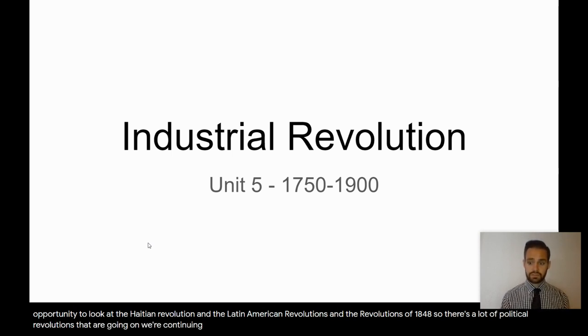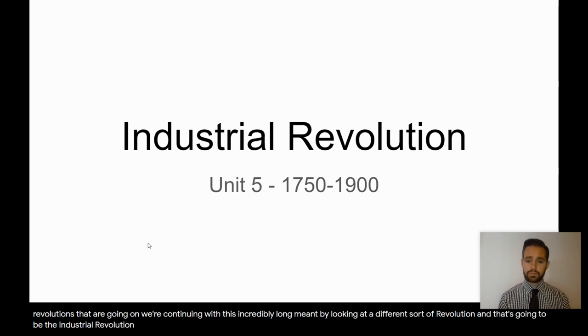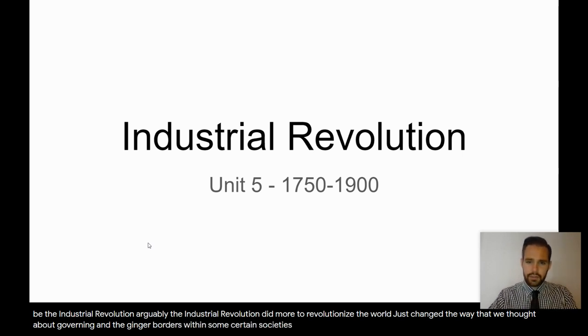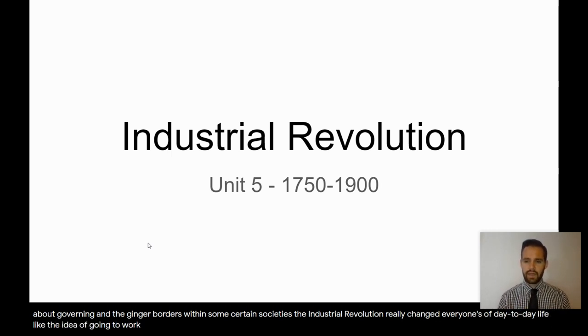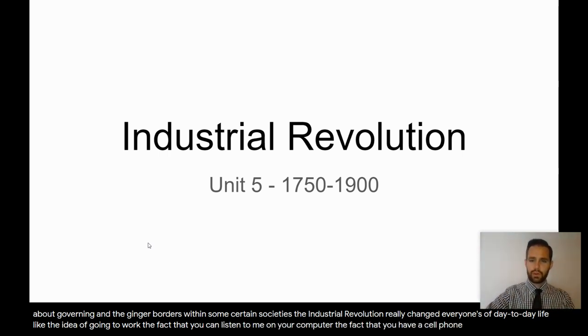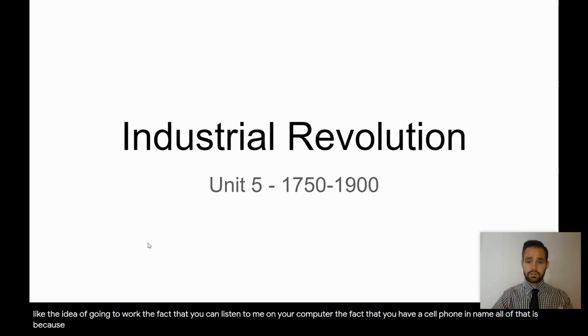We're continuing with this incredibly long unit by looking at a different sort of revolution, and that's going to be the Industrial Revolution. Arguably, the Industrial Revolution did more to revolutionize the world. After all, these political revolutions, yes, changed the way that we thought about governing, and they changed borders within some societies. The Industrial Revolution really changed everyone's day-to-day life. Like the idea of going to work, the fact that you can listen to me on your computer, the fact that you have a cell phone in your hand, all of that is because of the Industrial Revolution.